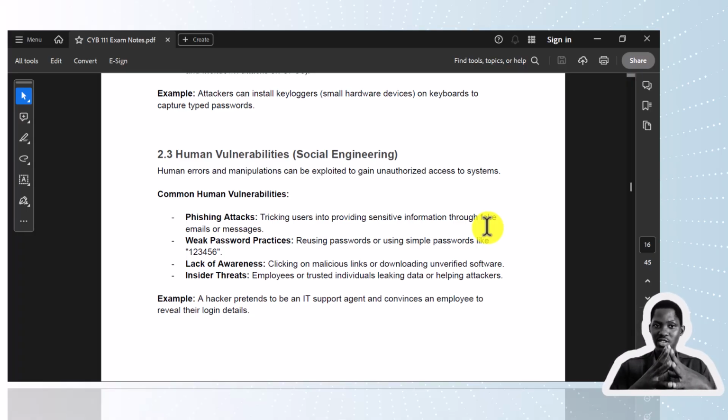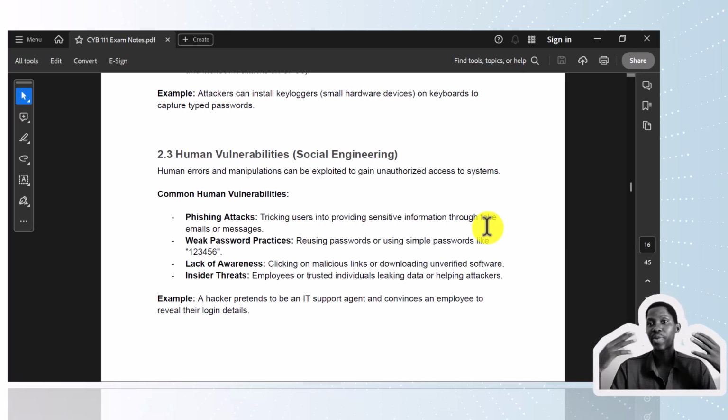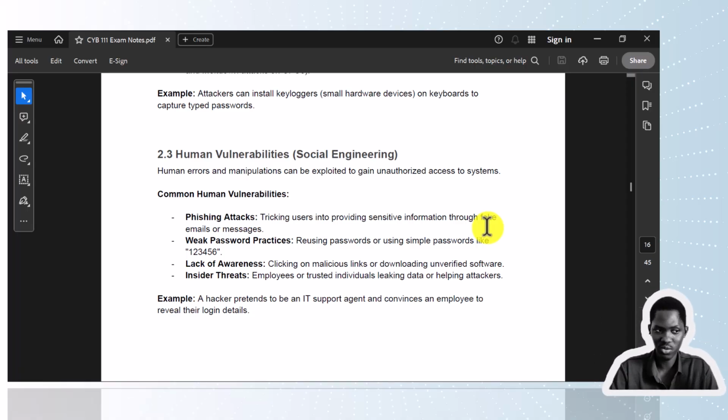Common human vulnerabilities: phishing attacks. You know what phishing attacks are: tricking users into providing sensitive information through fake emails or messages or text messages, even phone calls. Weak password practices: reusing old passwords or using simple passwords like 1, 2, 3, 4, 5, 6, or reusing the same password everywhere, which means once your password gets leaked, they have the password to all your other accounts because you are using the same password across.